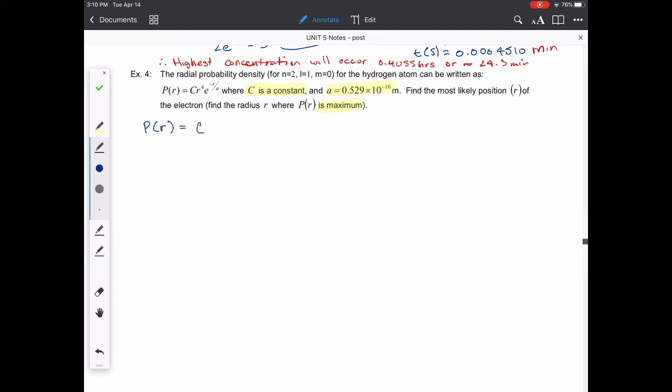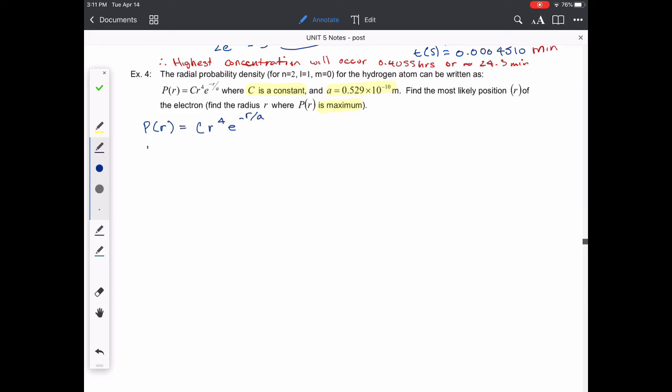So we know that C is a constant, right? And we have R to the exponent 4, e to the negative R over A. I'm not going to plug in A right now because A is a constant. So if I take the derivative of A, it's going to go to 0. It's going to disappear anyway. So let's see what happens with that.